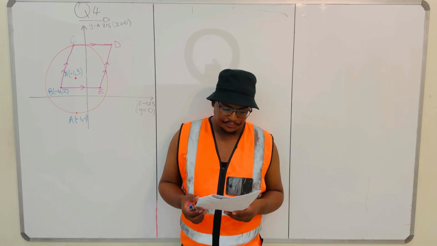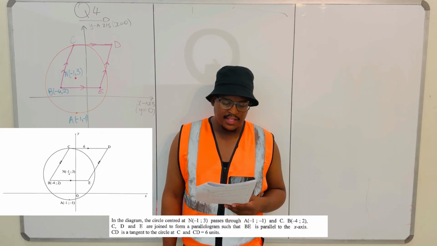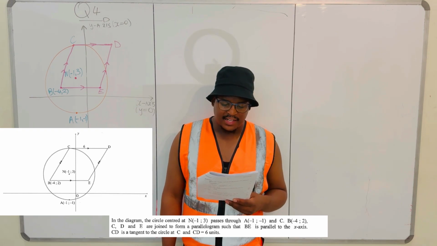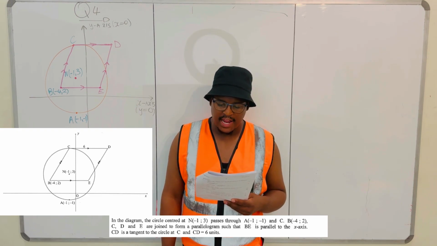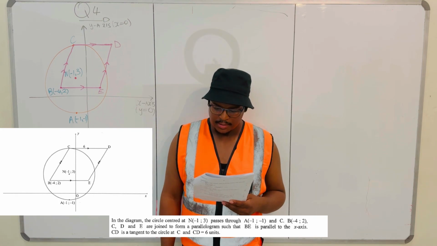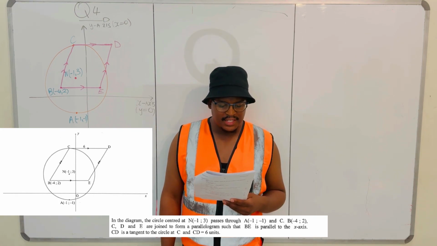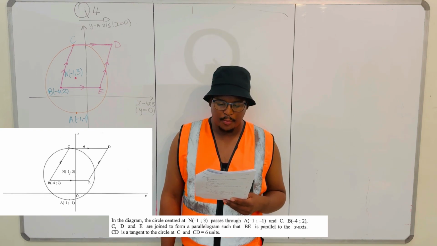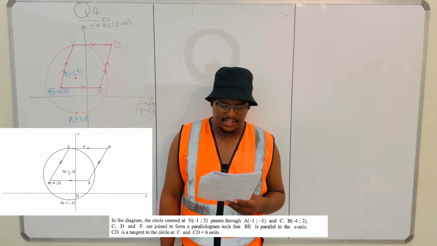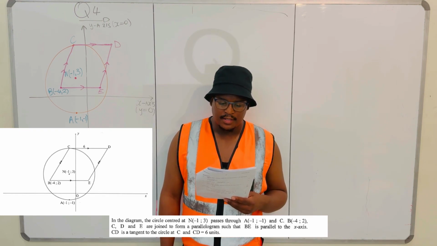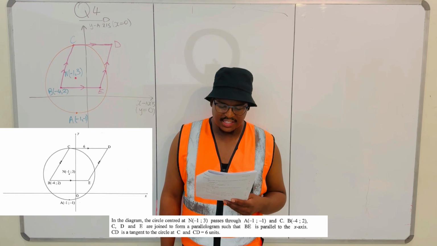So, let's go. They are saying, in the diagram, the circle centered at N passes through A and C. B, C, D, and E are joined to form a parallelogram such that BE is parallel to the x-axis. CD is a tangent to the circle at C, and CD is equal to 6 units.